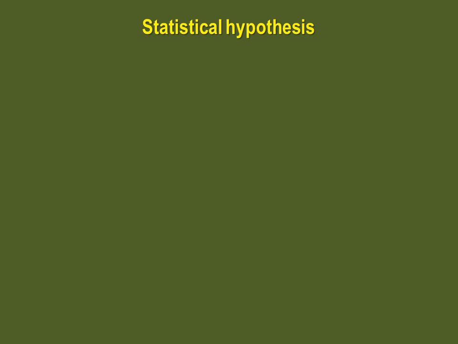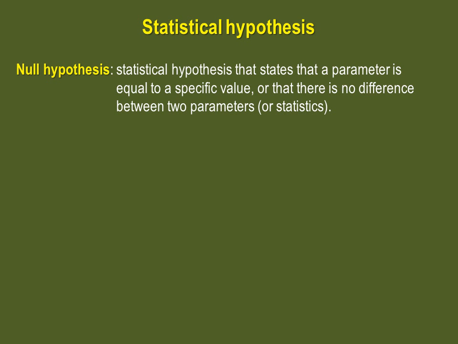The first hypothesis you must state is the null hypothesis. This hypothesis states either that a parameter is equal to a specific value or that there is no difference between two parameters. This hypothesis is symbolized by H0. Here's another way to write down a null statistical hypothesis where both means of two distinct populations are equal.